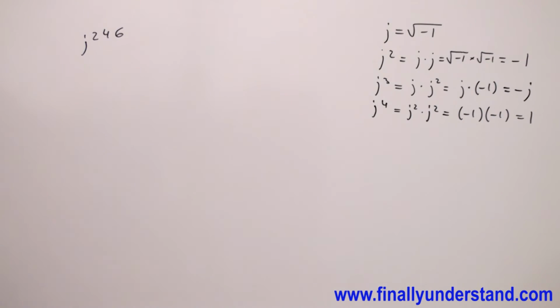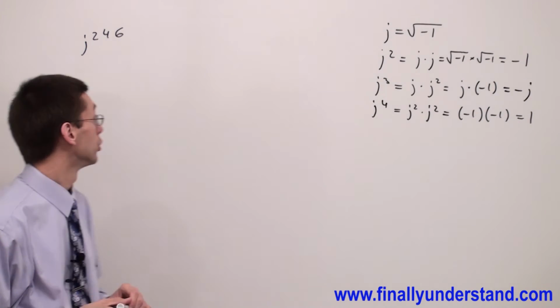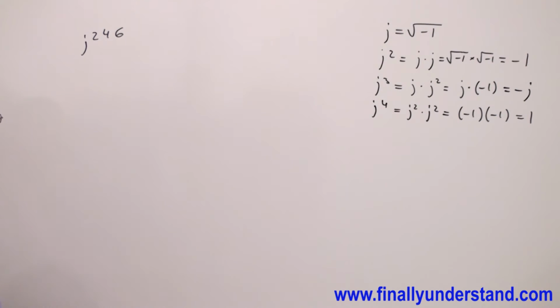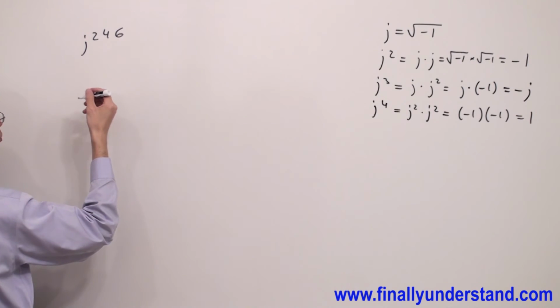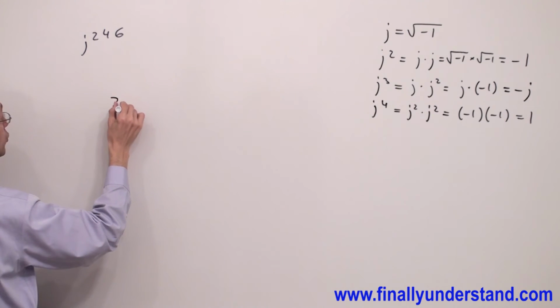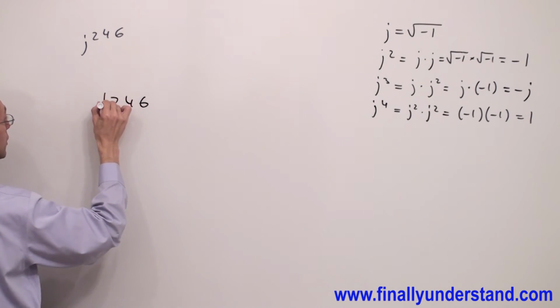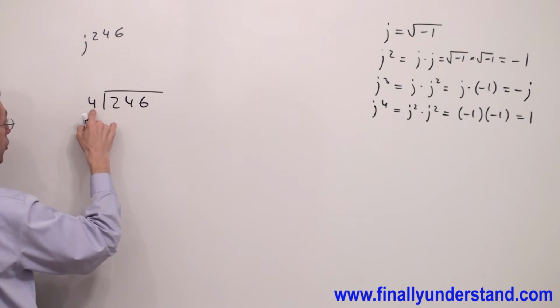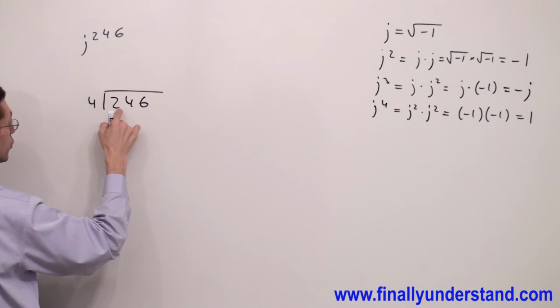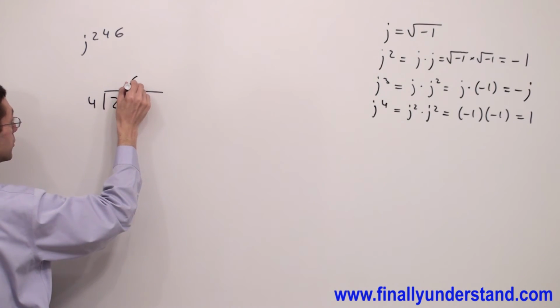This time we have j raised to power 246. Again, exponent is greater than 4. What we're supposed to do? Perform long division. I have 246 divided by 4. 4 goes into 24 6 times.